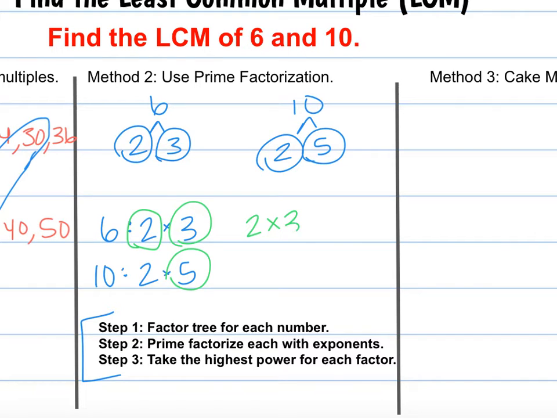So 2 times 3 times 5. Well, 2 times 3 is 6. 6 times 5 is 30. So again, least common multiple would be 30. So that's the prime factorization method.